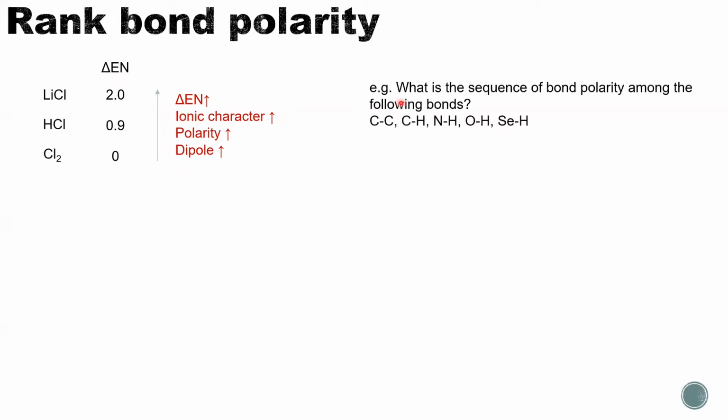For example, what is the sequence of the bond polarity among the following bonds? Carbon-carbon single bond, carbon-hydrogen single bond, nitrogen-hydrogen single bond, oxygen-hydrogen single bond, and selenium-hydrogen single bond. You may take out a spreadsheet and try to work it out by yourself first.